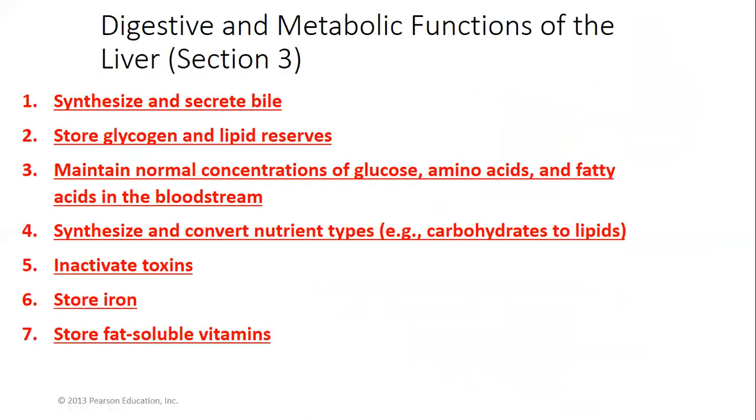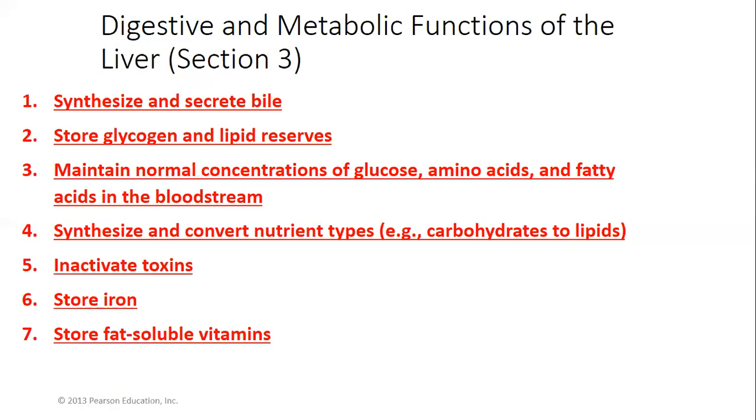So one of the major jobs of the liver in metabolic digestive function is to produce and secrete bile. It gets stored in the gallbladder. We'll talk about that later. The liver also is a major storage depot for glycogen, which is your storage form of glucose, so blood sugar, but also lipid reserves, so fat reserves. It helps maintain normal concentrations of glucose, fatty acids, and amino acids by freeing up or storing glucose to or from glycogen. But it can also convert other nutrients like carbohydrates to fats, lipids, or amino acids to carbohydrates.